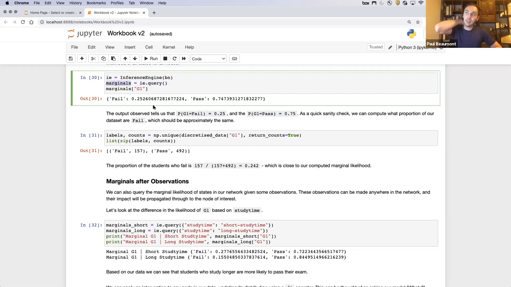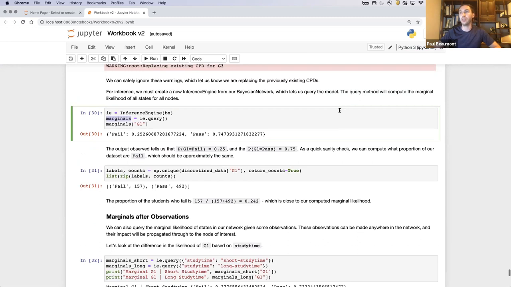The probabilities are known as marginals. The marginal probability basically means it's not conditioned on anything anymore. So it's not the probability of A conditioned on B, C, D, it's just the probability of A. So we get out the marginal probabilities and we can update them.